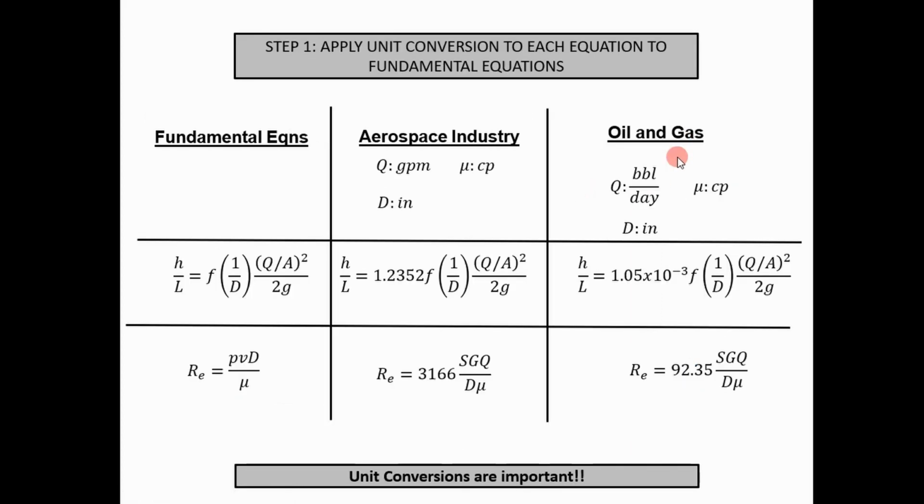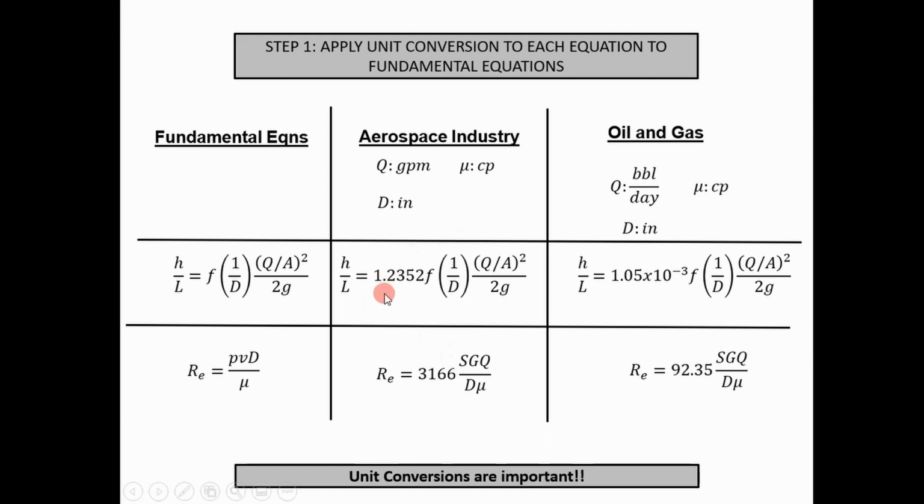Step number one is to apply unit conversions to the fundamental equations to get them into the units you are working in. So this is our Darcy-Weisbach equation, original one, and the original Reynolds number. Now, in the aerospace industry, we work in terms of gallons per minute, viscosity in centipoise, and diameter in inches. So if we apply unit conversions to these equations, you get this result for the Darcy-Weisbach equation. The same with Reynolds number. Now you can work with these equations in terms of gallons per minute, centipoise, and inches.